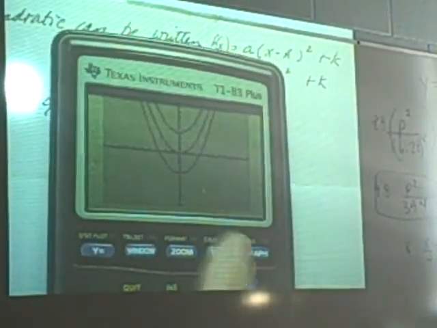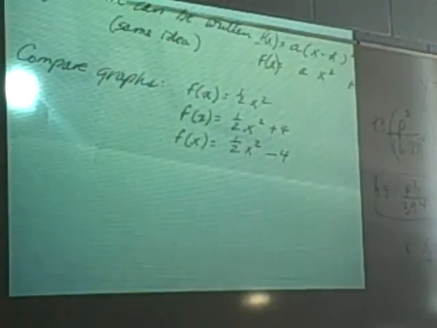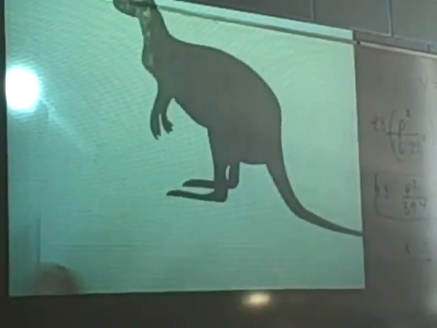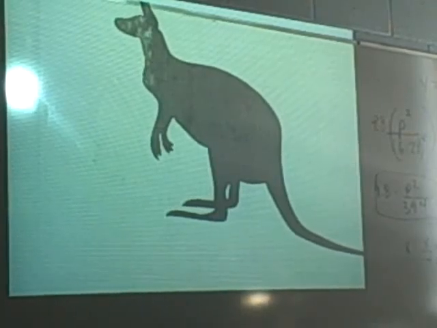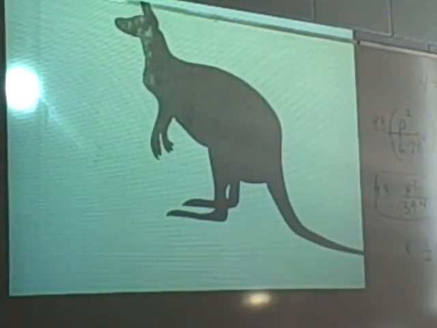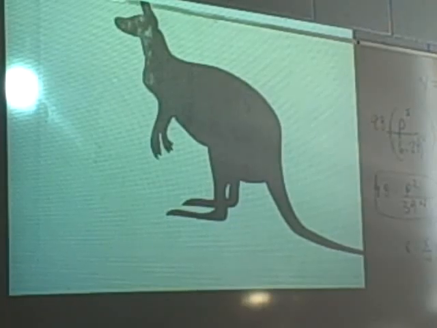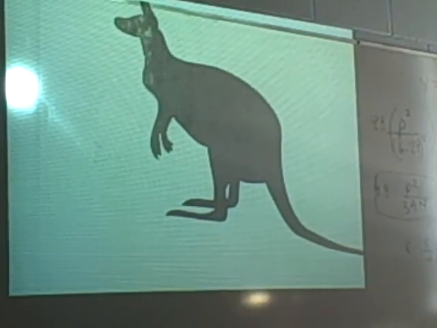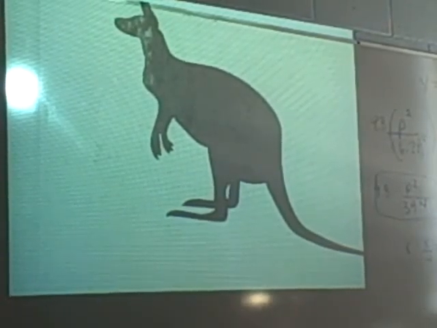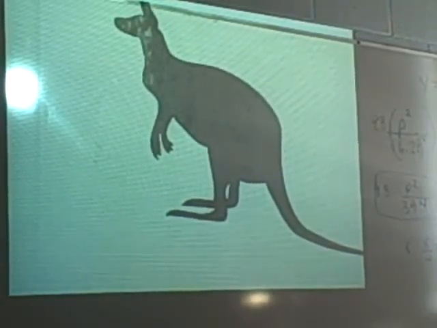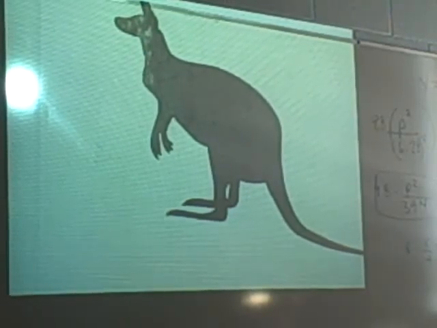Okay, so when I say K, what are you gonna think? Kangaroo. Kangaroo, because what does a kangaroo do? They jump. They jump up and down. Okay, so K controls the up and down movement on your graph. Okay, please write that down. You need to know that. K represents the up and down movement. Why do you think I have a kangaroo up there for?